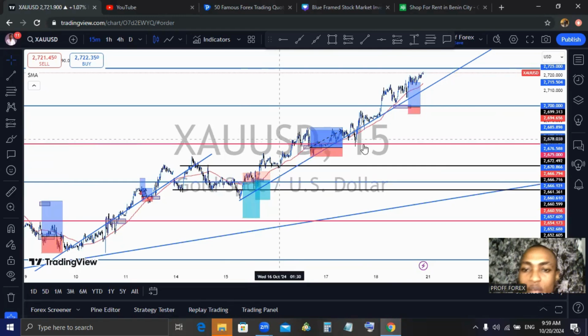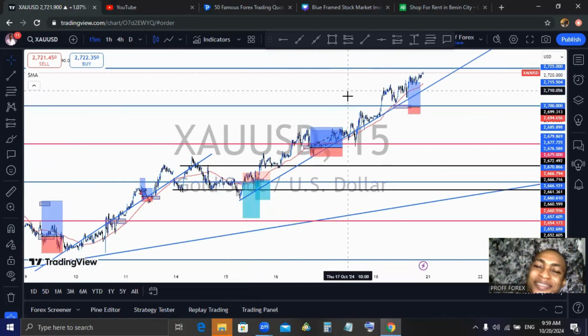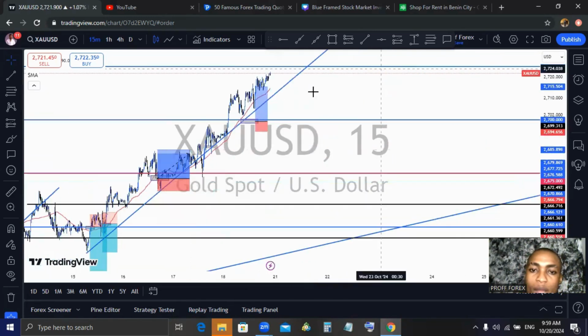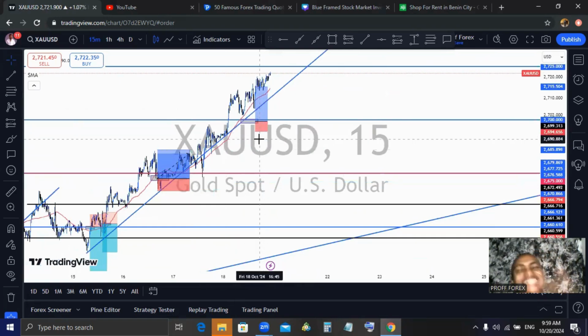So you go to this zone, you have to buy. So when you come to here, I was waiting for price to get us. I sent this signal evenly to the group, everything I do.